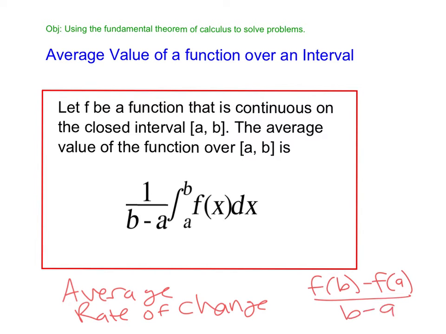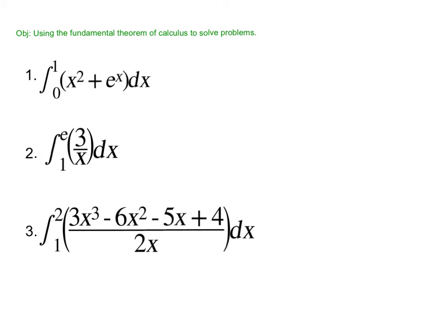So these are different, but notice they both have that b minus a. They are very similar, but the answers are different, right? So average value versus average rate of change.